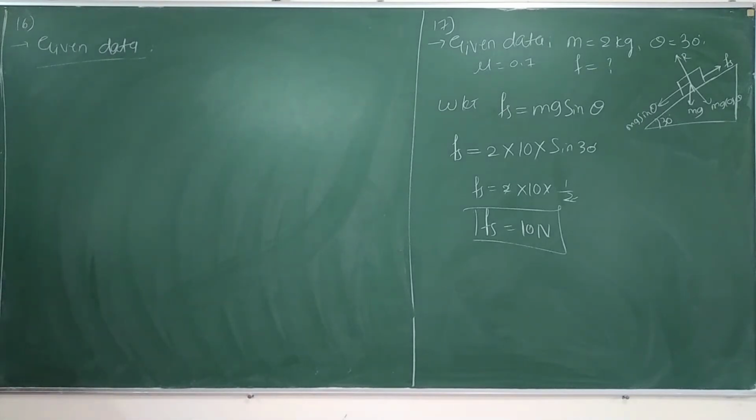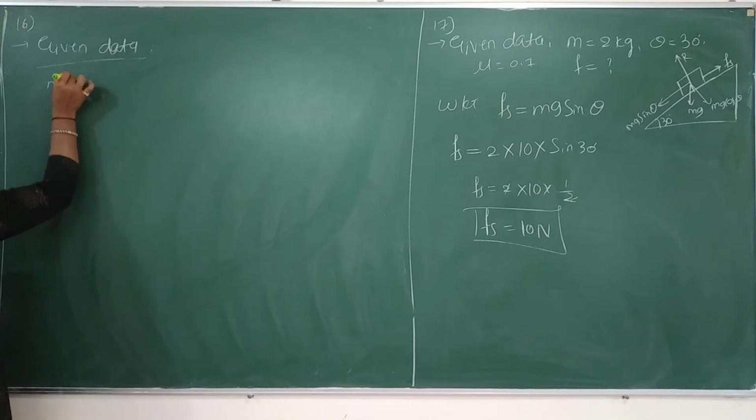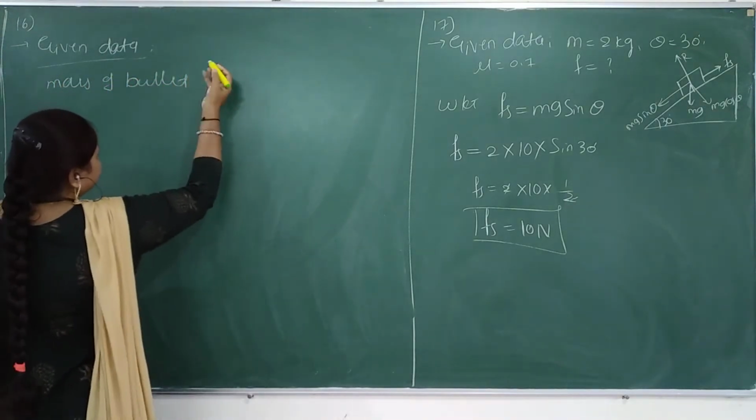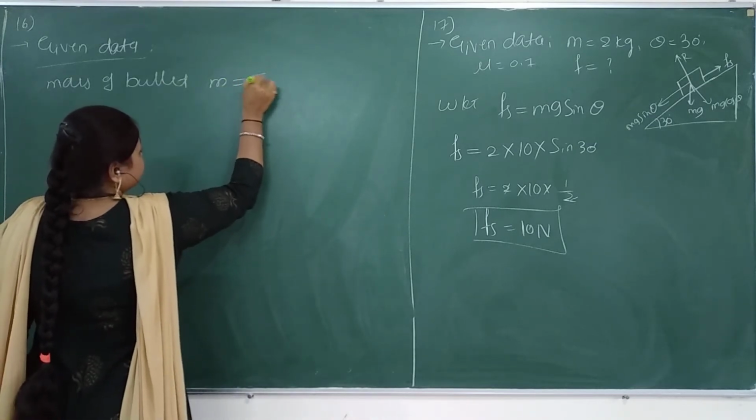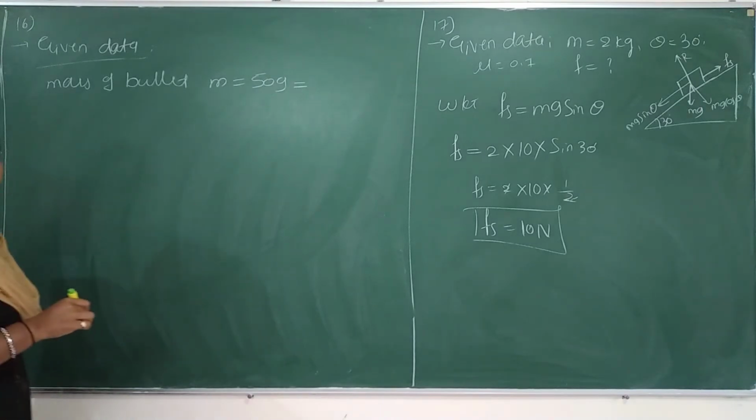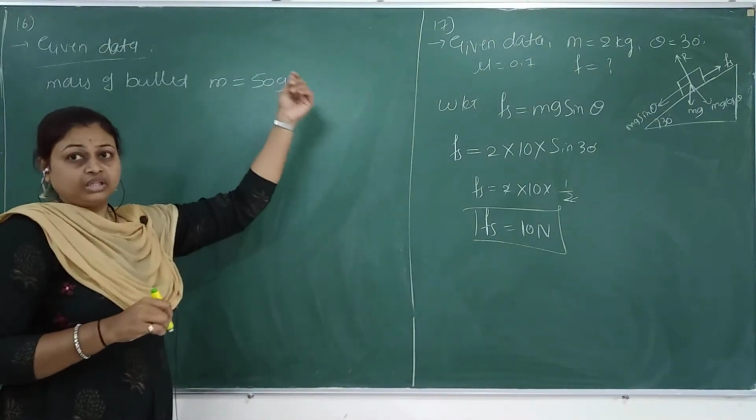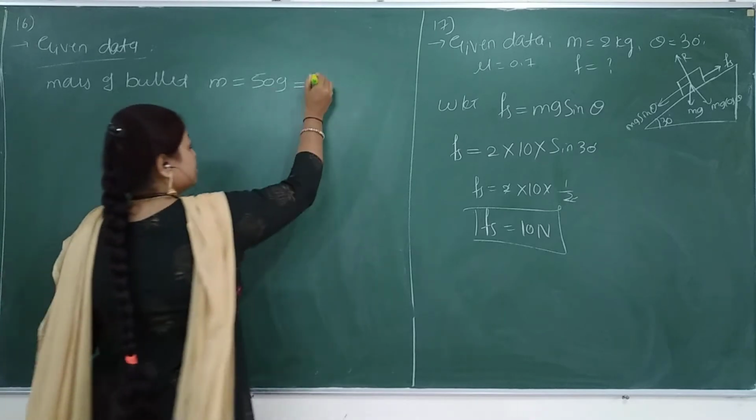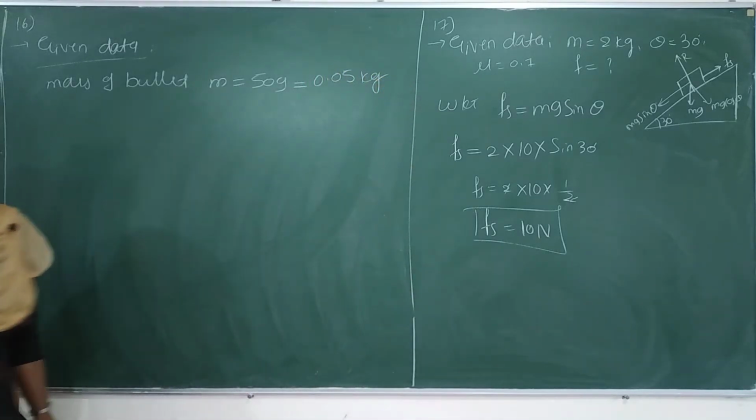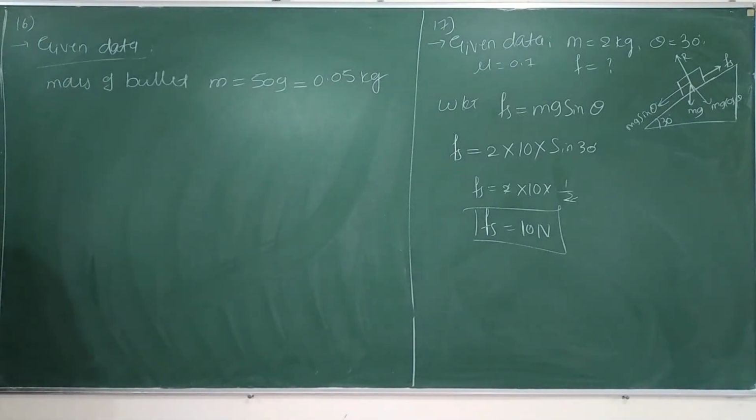A bullet of mass 50 gram. So there is a bullet and a gun, both are given, and the mass of the bullet is 50 gram. Let us take it as small m. It is 50 gram. Convert into kg. How to convert? 50 divided by 1000. So how much will you get? 0.05 kg. This is the mass of the bullet.